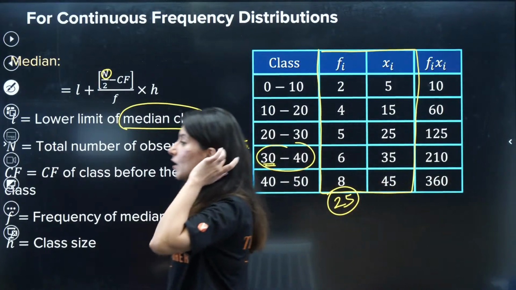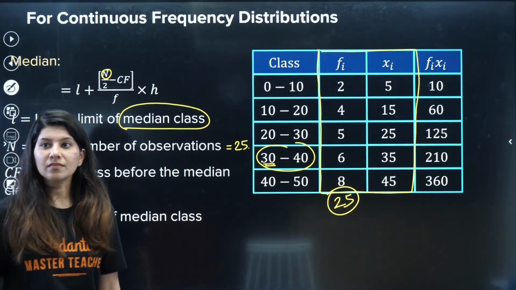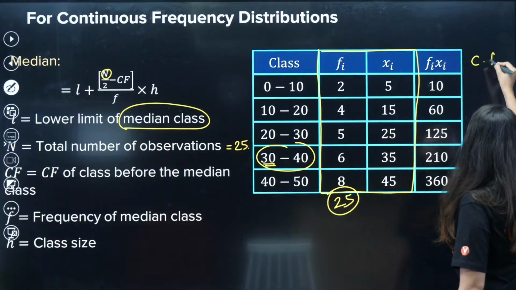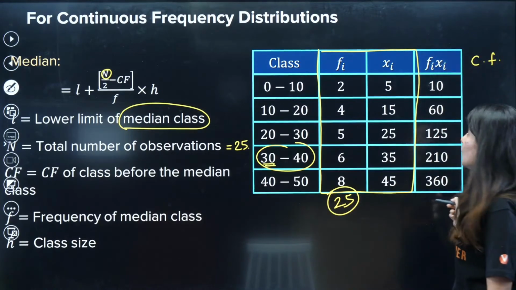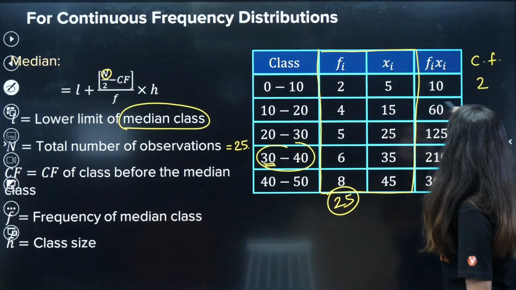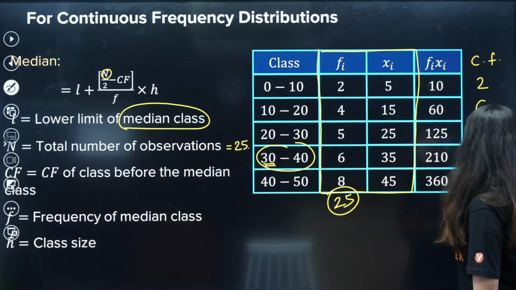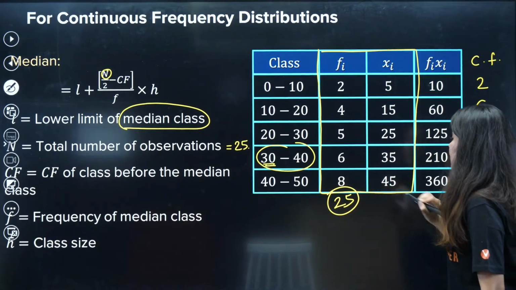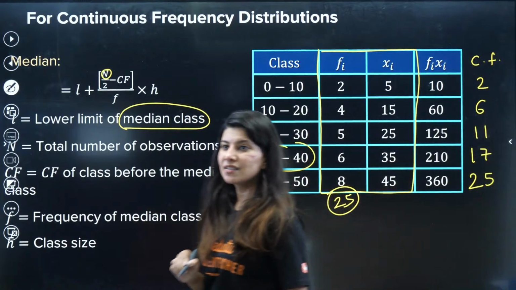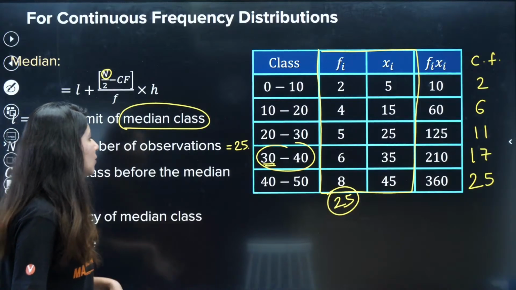Let's now talk about how to calculate the median class. For that we need to add one column to it, cumulative frequency. So 2 will be 2, then 6, 6 plus 5 is 11, 11 plus 6 is 17, 17 plus 8 is 25. How to calculate the median class? Can anyone tell me? We have just done that.